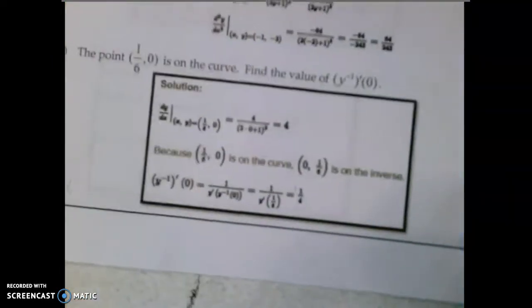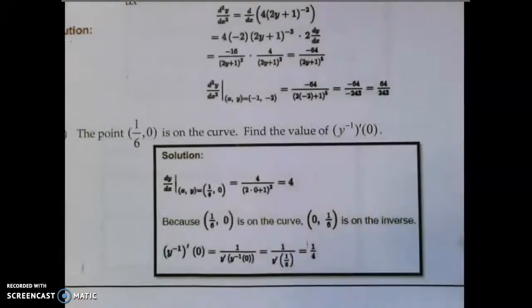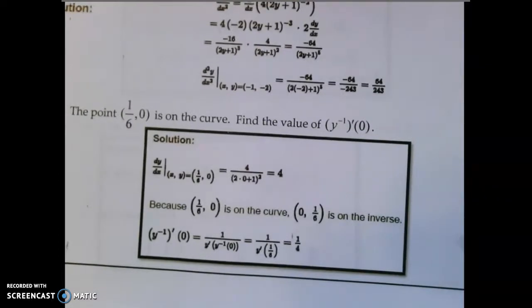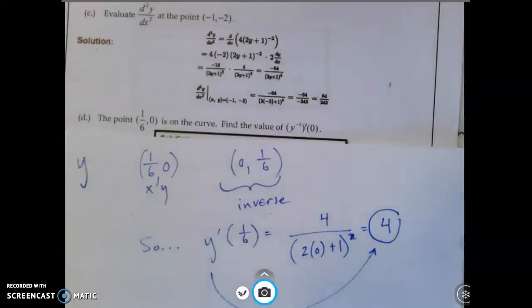Okay, so part 8D is a little bit tricky, but not too bad. So (1/6, 0) is on the curve. Find the value of the derivative of the inverse function at 0. So what we need to know, we need to recall. Okay, so again, (1/6, 0) is on the curve. Find the value of the derivative of the inverse of this function at 0.